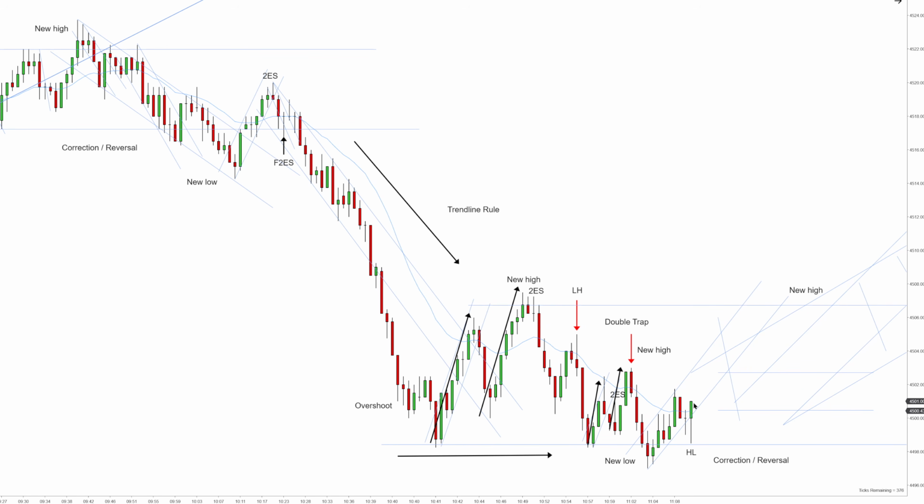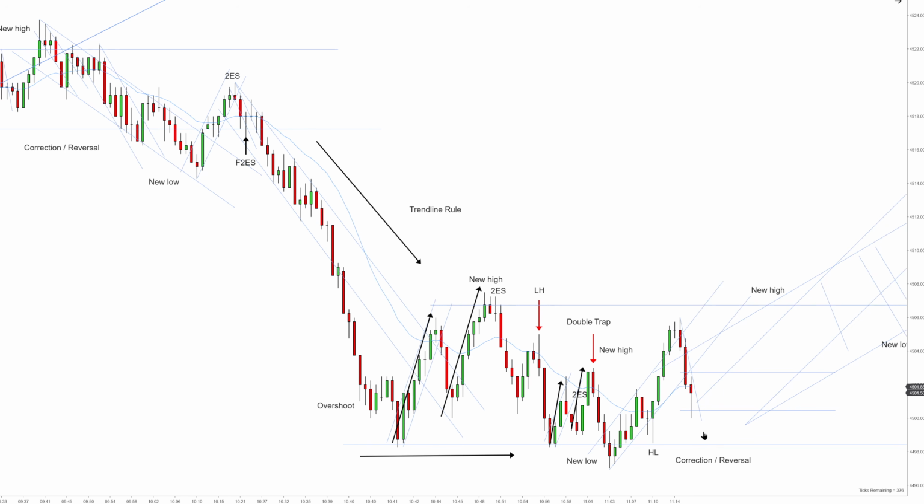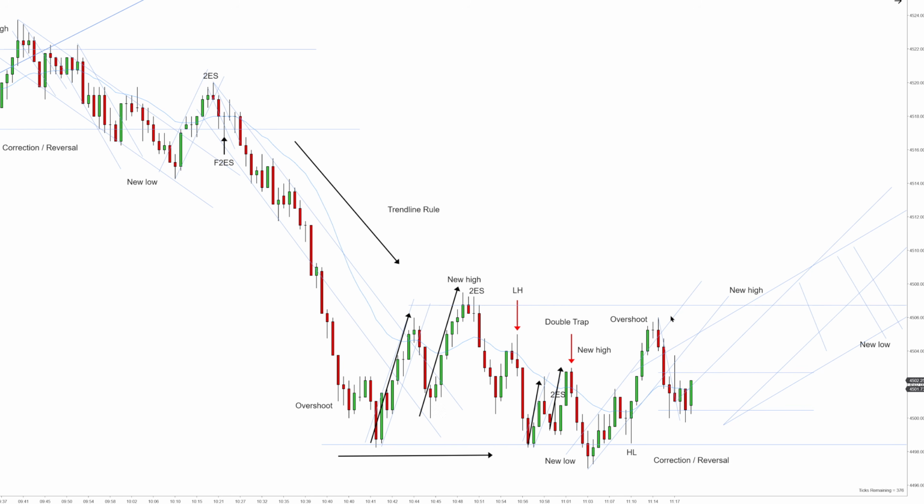Okay, we have a high low, but that's too early for me to go long. If I want to predict a market reversal, I need to see a failed second entry short, which is not forming. We have a possible overshoot, so I'm not thinking about selling. The only thing I'm thinking about is going long.